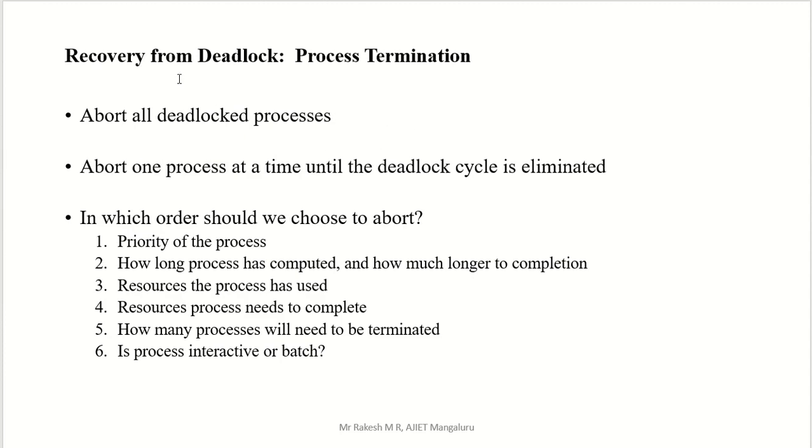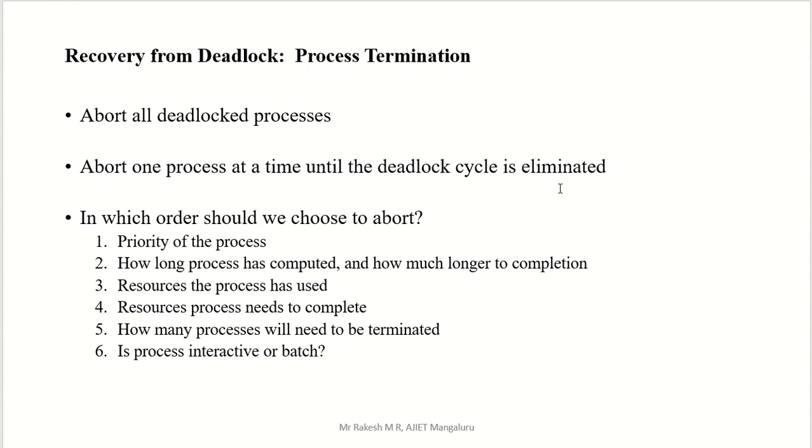The first method for recovering from the deadlock is process termination. Okay, process termination. What is the method? You have to abort all deadlocked processes. Or, abort one process at a time until the deadlock cycle is eliminated. This is another important thing. Abort one process at a time until the deadlock cycle is eliminated.